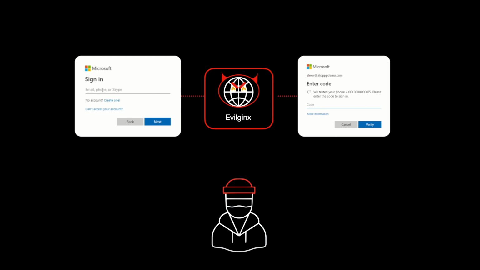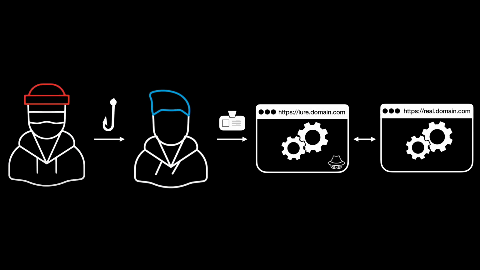Evilginx is a phishing tool used to perform attacks primarily aimed at stealing login credentials and session cookies, even when MFA is enabled on the account. It includes a reverse proxy server that intercepts communication between the user and the malicious website, enabling attackers to take over an account without the user knowing.